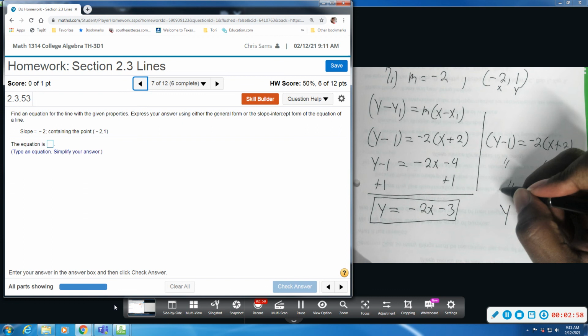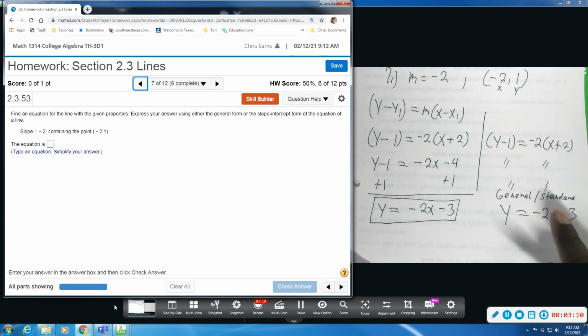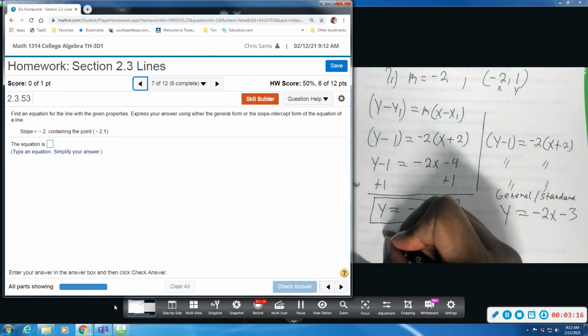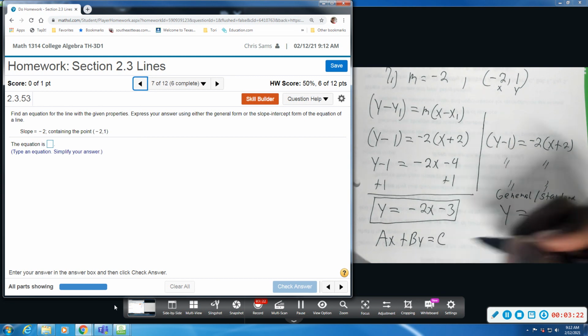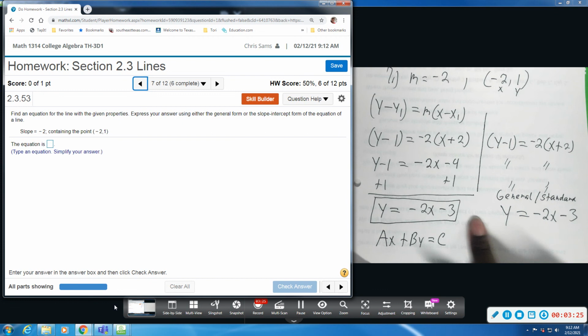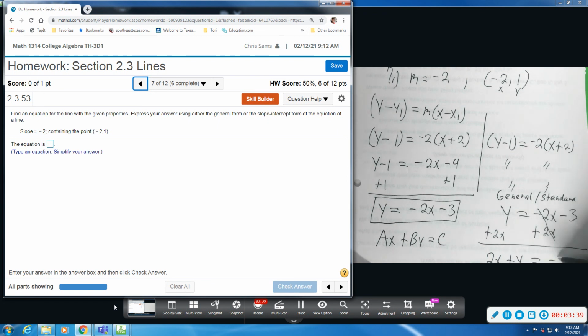The way you get it in general form or standard form, because you probably hadn't heard the term general form. General and standard are the same. Standard, they want x and y on the same side. So if I recall, this is what you're looking at: ax plus by equals c. So to get x and y on the same side, I would have to add 2x. That will go to 0. We would have a positive 2x. This is a positive y equals -3.